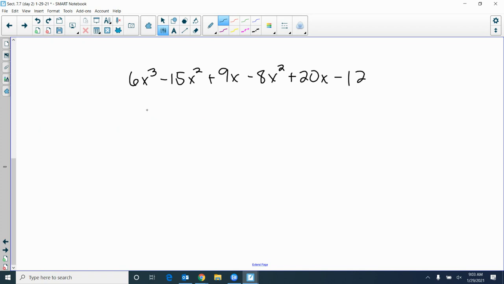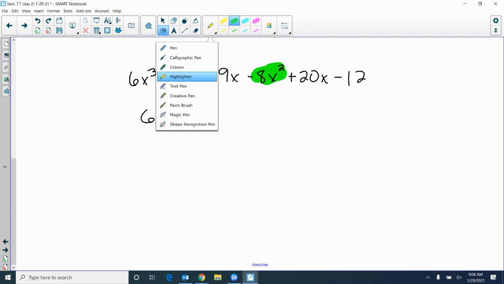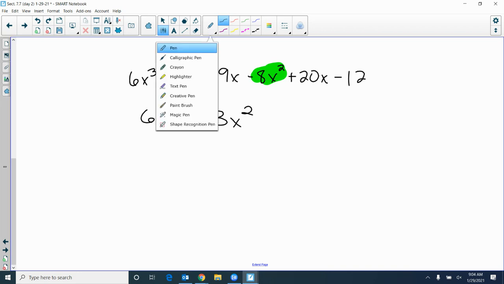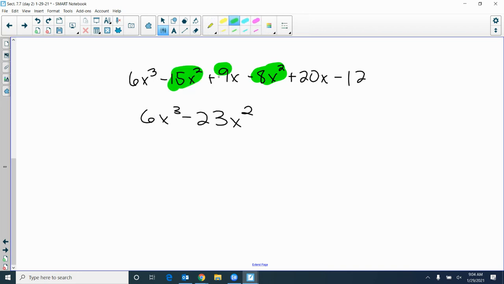Should only be one with a cubed, and that's 6x cubed. And we said minus 15x squared minus 8 should give me minus 23x squared. And Hanan, I'm going to make the guess that you put that as an x. Okay, so you really did most of it right.